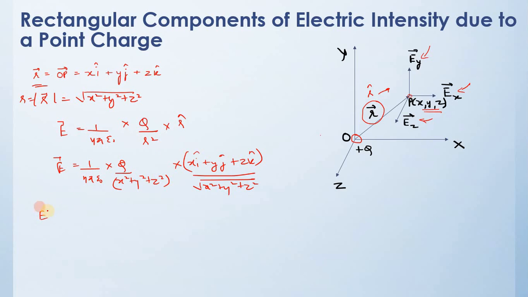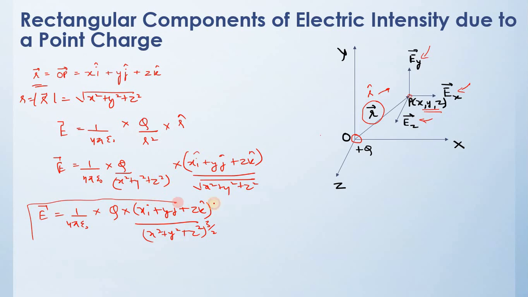That means the general or net intensity can be represented as 1 upon 4 pi epsilon naught Q multiplied with xi plus yj plus zk divided by x square plus y square plus z square to the power 3 by 2. Obviously, a square root and a 1 will make it 3 by 2. This will be the net intensity at point P.